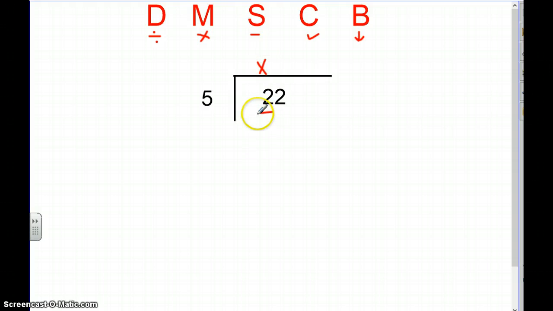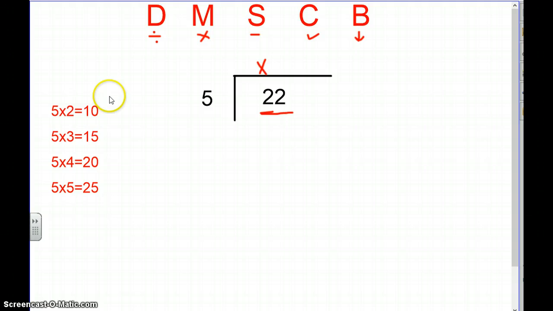So now we need to look at the first 2 digits. And you're going to ask yourself, okay, well, how many times can 5 go into 22? I want to get as close to 22 as possible without going over. So you need to think about your fast facts. And it's okay if you want to write them down to help you. I'm a very visual person, so I like to write them down.